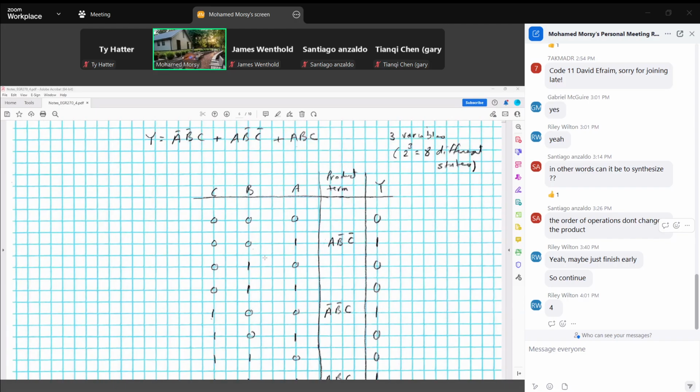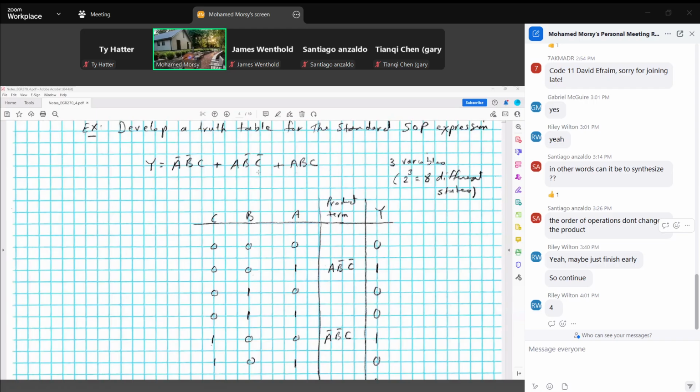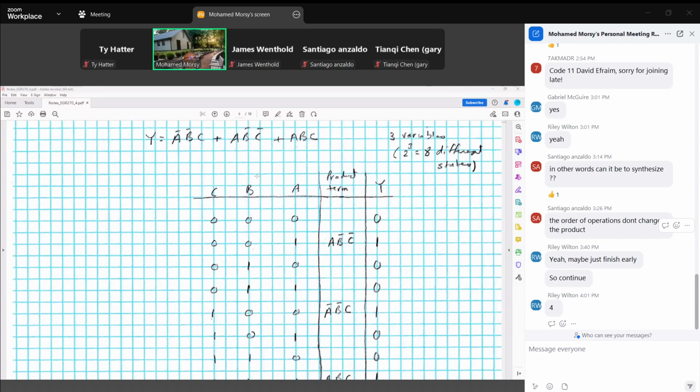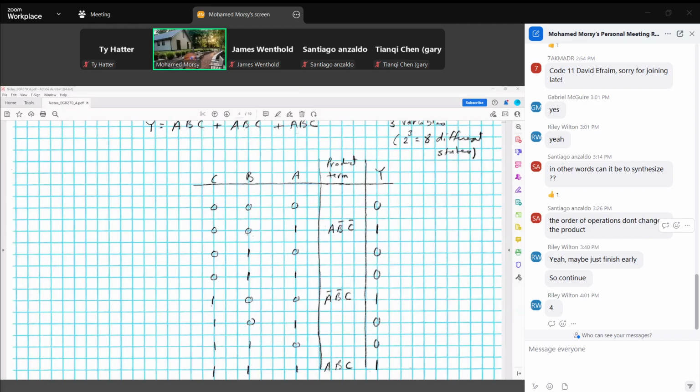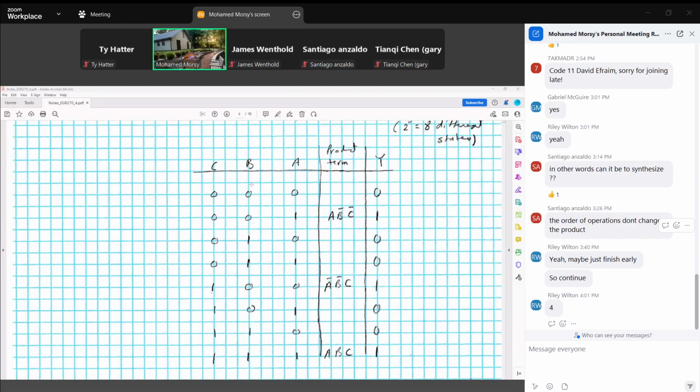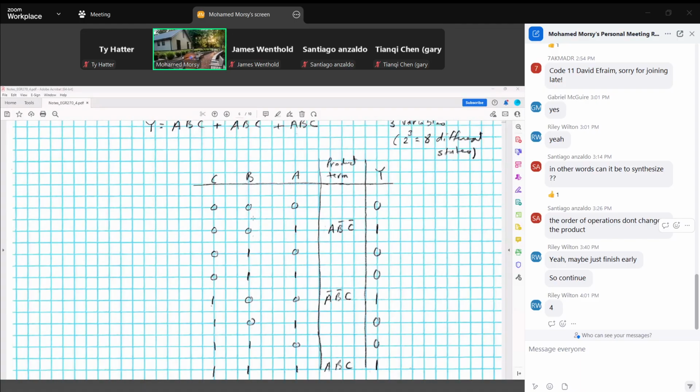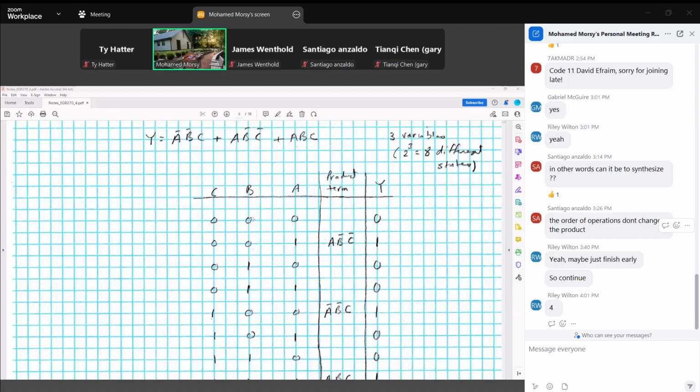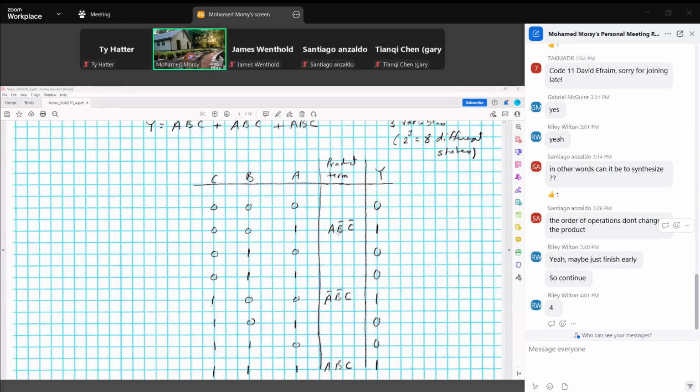Okay. Now let us look at the other product term, A, B inverted, C inverted. This means A is 1, B is 0, C is 0. So let us look at where B is 0 and C is 0. It's here. So what is the next one? A is 1, so it's here. So this one is A, B inverted, C inverted. So for this product term, which corresponds to these inputs, the output is 1.